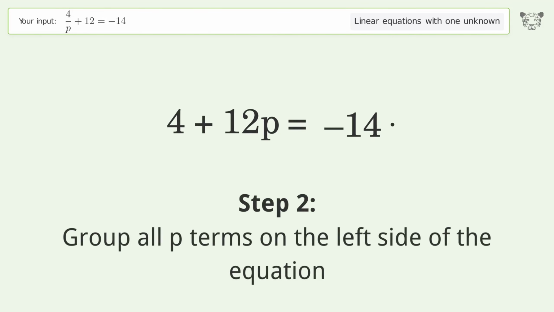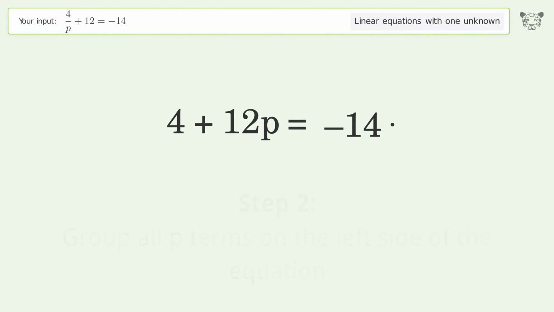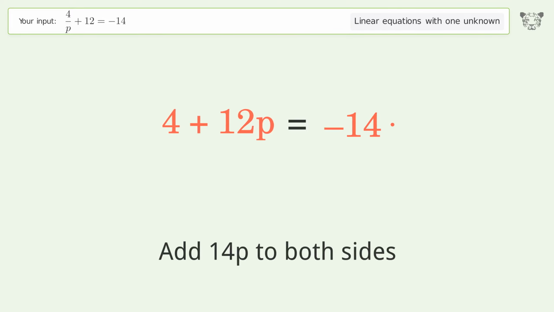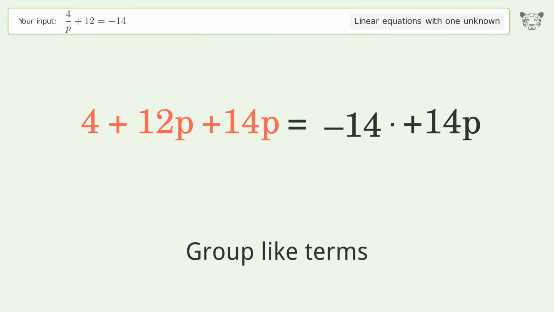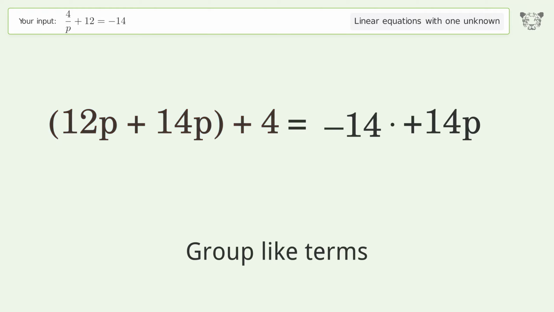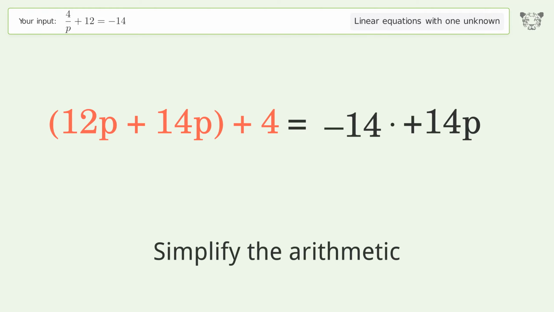Group all p terms on the left side of the equation. Add 14p to both sides. Group like terms. Simplify the arithmetic.